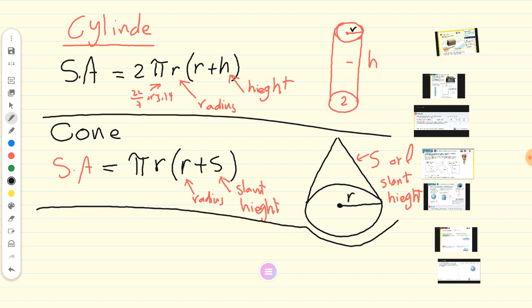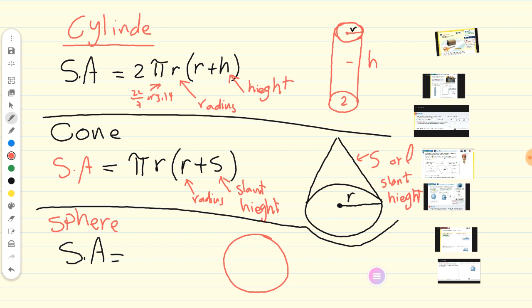Third and last is the sphere. What is the surface area of the sphere? A sphere is always in the shape of a ball. So this is a sphere. Also, it has a radius, but it does not depend on the height or slant or anything like this. Just the radius. So we can write the rule as 4 pi r to the power 2.